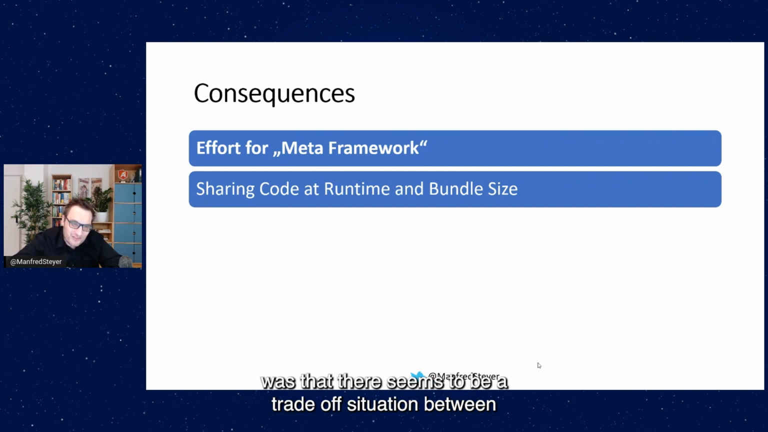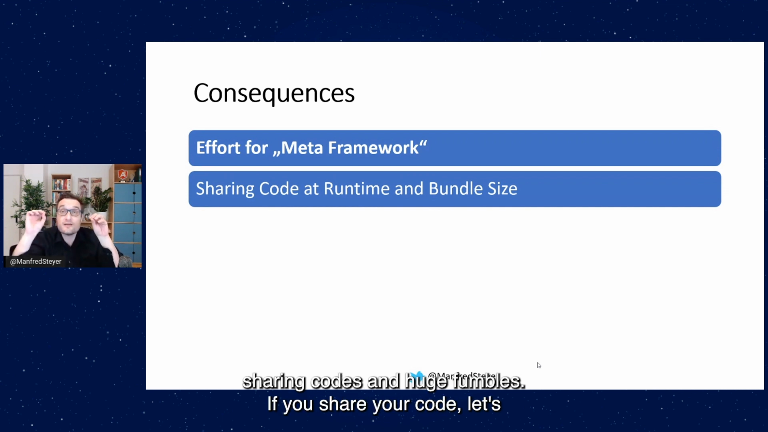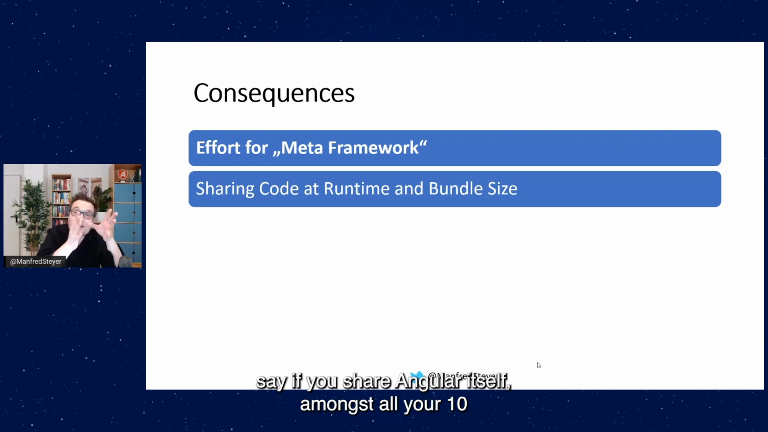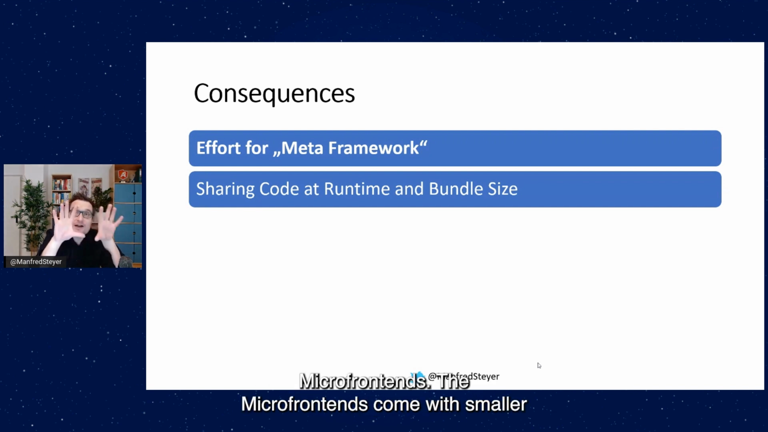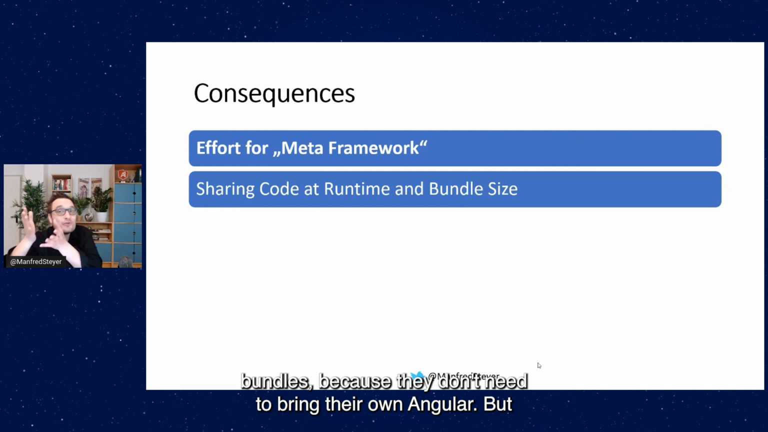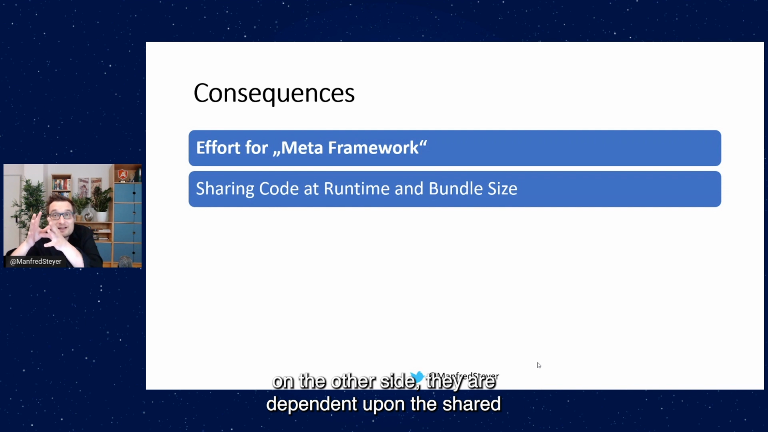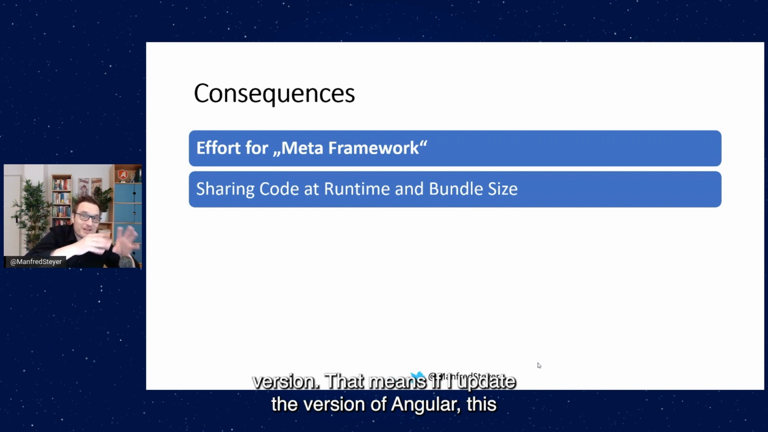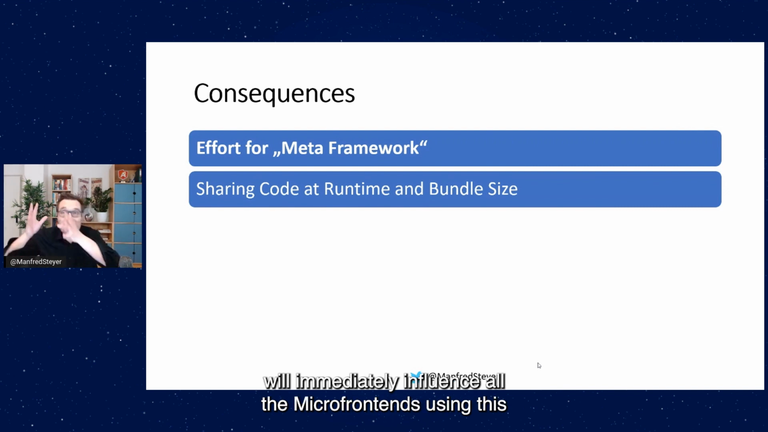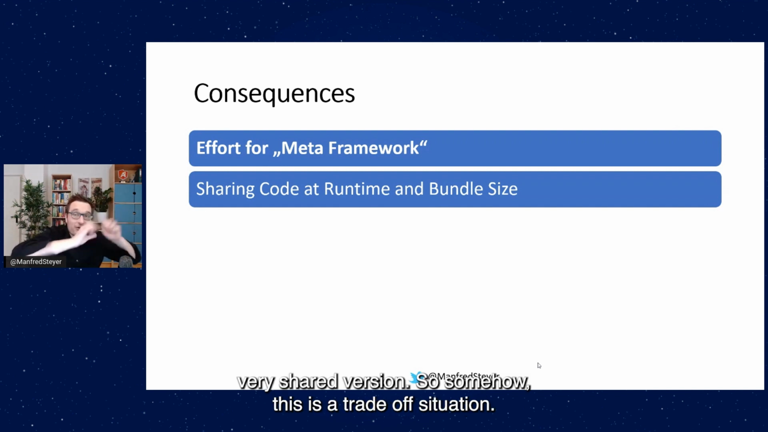Another drawback was that there seems to be a trade-off situation between sharing code and huge bundles. If you share your code, let's say if you share Angular itself amongst all your 10 micro frontends, the micro frontends come with smaller bundles because they don't need to bring their own Angular. But on the other side, they are dependent upon the shared version. That means if I update the version of Angular, this will immediately influence all the micro frontends using this very shared version. So somehow this is a trade-off situation.